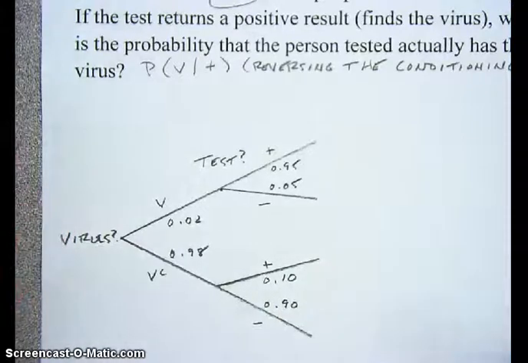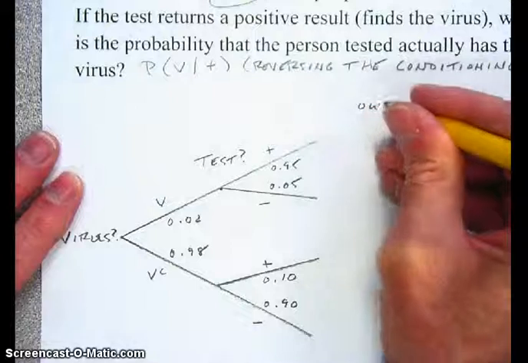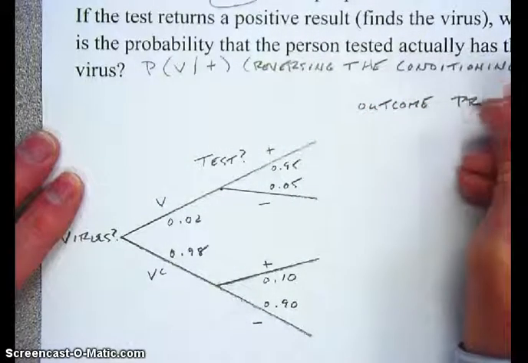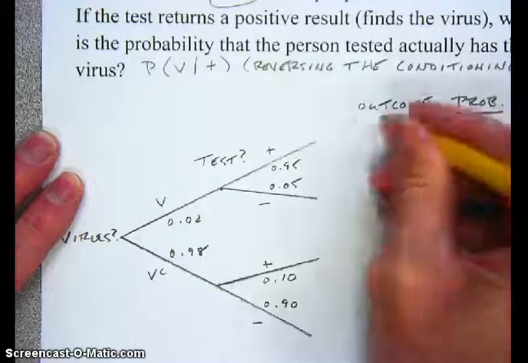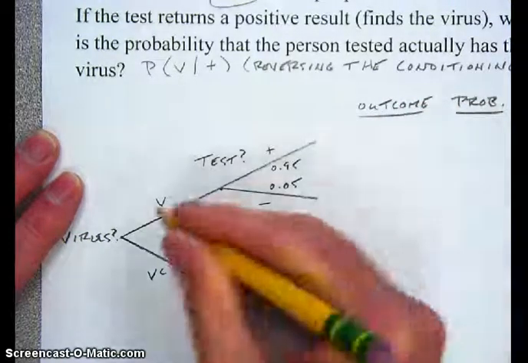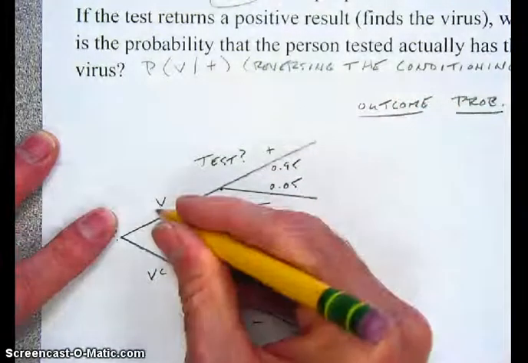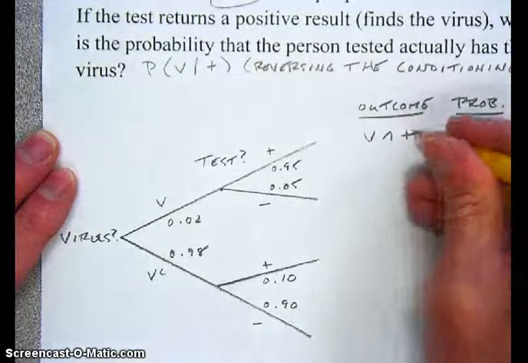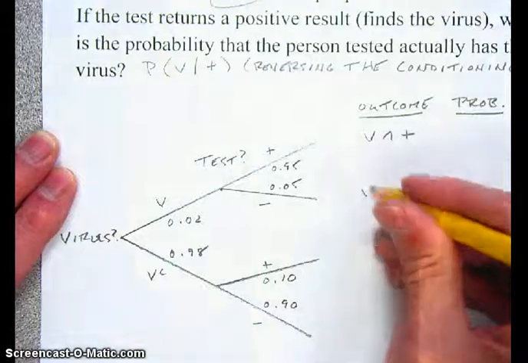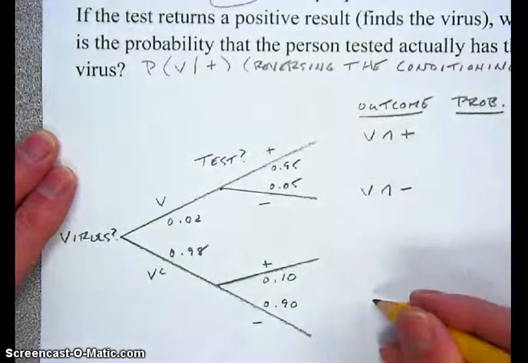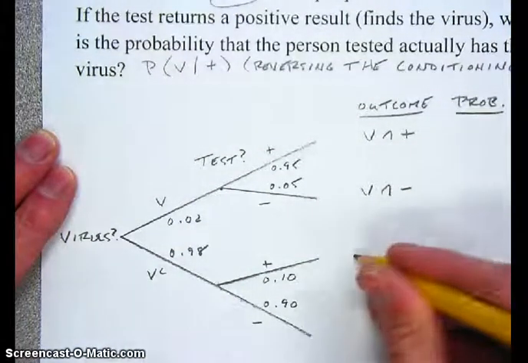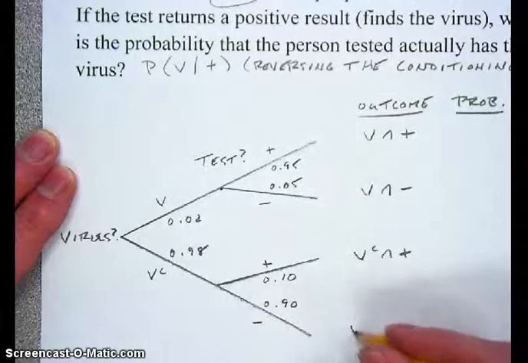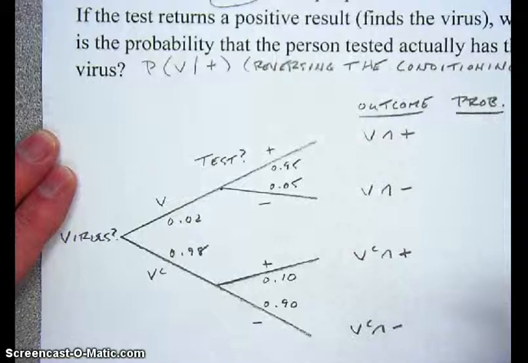And from this we can figure out our outcomes and the probability of each outcome and make a little chart. The outcomes you can get by going along the branches. This is having the virus and getting a positive test result. This branch is having the virus and getting a negative test result. This branch leads to not having the virus and getting a positive test result. And this branch leads to not having the virus and getting a negative test result.